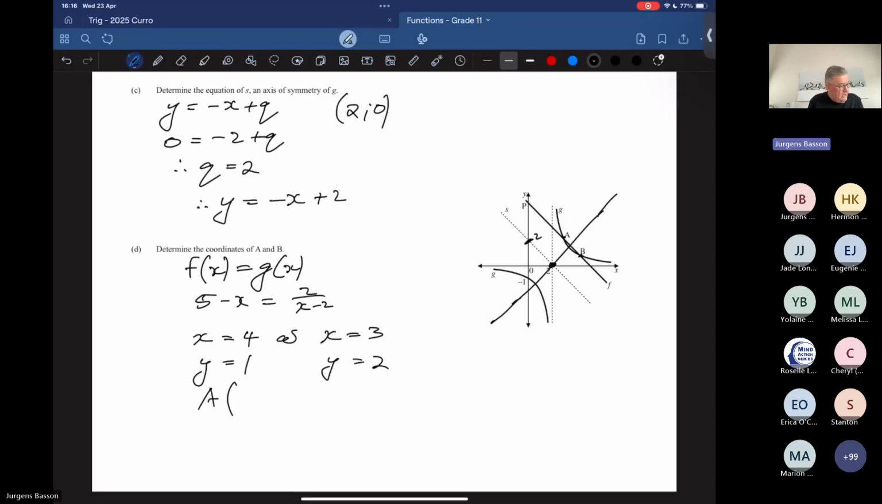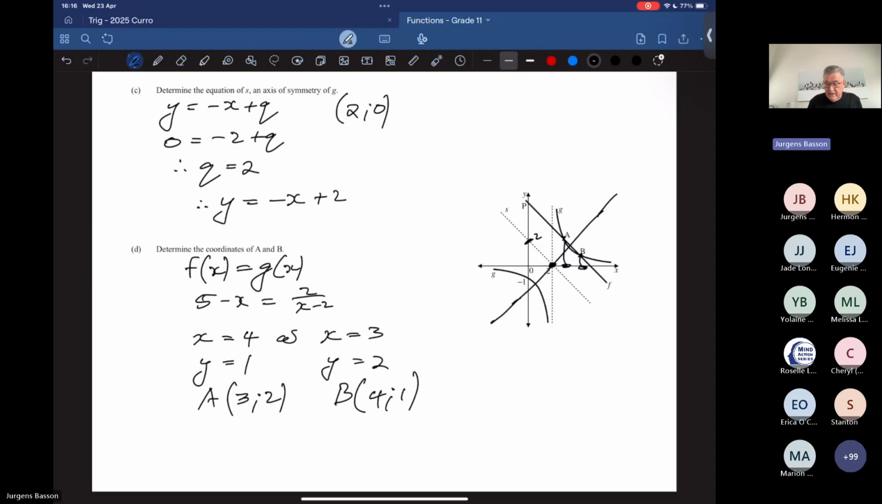So point A is (3, 2), and point B is (4, 1). You will see that A is 3 and B will be the 4. So that's the 2 points where the 2 graphs will intersect.